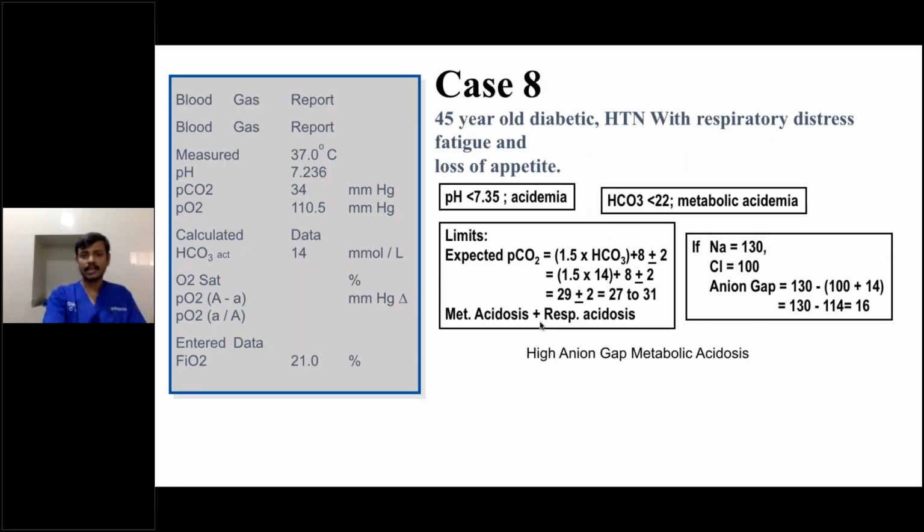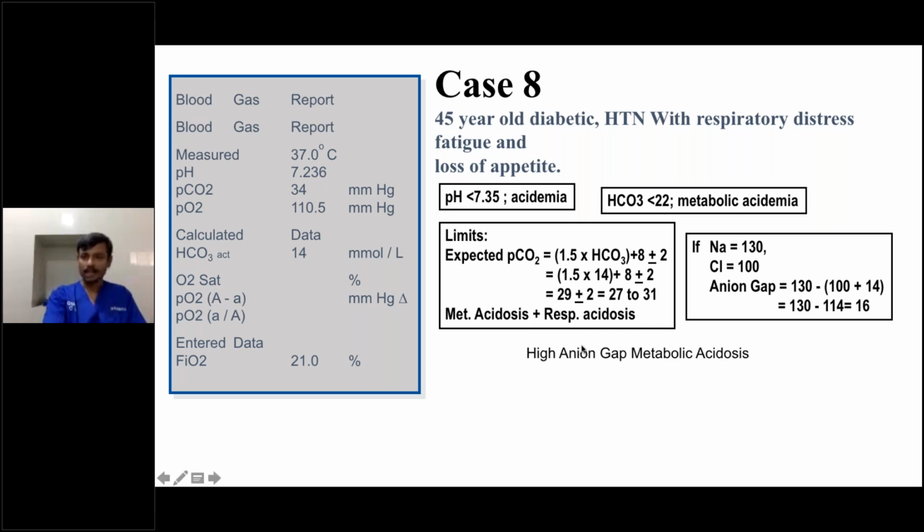We'll see it with an example, it will be easier. Same patient I'm taking: 45-year-old, diabetic, hypertension, respiratory distress, fatigue, loss of appetite. pH is less than 7.35, so it's acidosis. Look at the CO2, it is not respiratory. Look at bicarbonate, it is metabolic, because bicarbonate is 14, less than 24, so it is a metabolic acidosis. The moment we know metabolic acidosis, we should see whether the compensation is okay or not. For 14, expected PCO2 is 1.5 times the bicarbonate plus 8, which becomes 29, so the range is 27 to 31, but it is more than 31 here, so there is mild respiratory acidosis also.